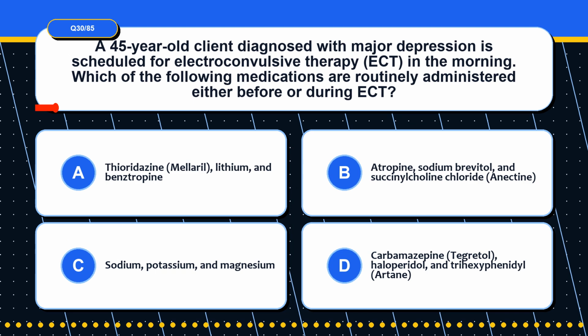Question 30. A 45-year-old client diagnosed with major depression is scheduled for electroconvulsive therapy (ECT) in the morning. Which of the following medications are routinely administered either before or during ECT? Here are the options. Option A. Thioridazine (Mellaril), lithium, and benztropine. Option B. Atropine, sodium brevital, and succinylcholine chloride (Anectine). Option C. Sodium, potassium, and magnesium. Option D. Carbamazepine (Tegretol), haloperidol, and trihexyphenidyl (Artane).